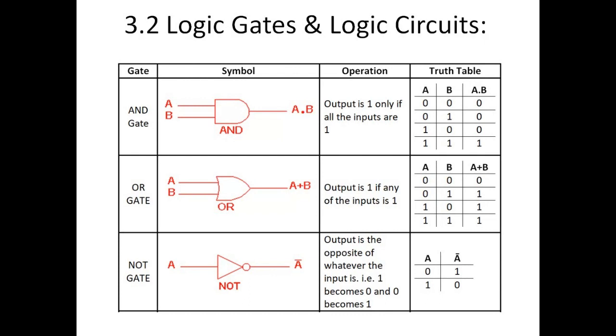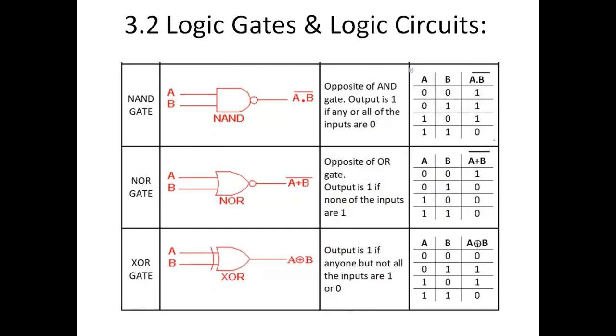You have the basic gate symbol, the AND gate, where output is 1 only if all the inputs are 1. We have the OR gate where output is 1 if any of the inputs is 1. Then we have the NOT gate where output is the opposite of whatever the input is. Then we have the NAND gate, which is basically output is the opposite of AND gate, and the NOR gate where output is the opposite of OR gate.